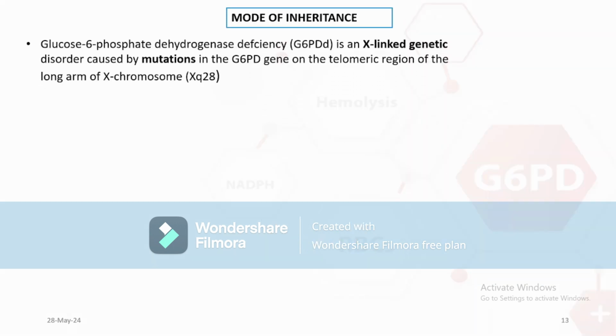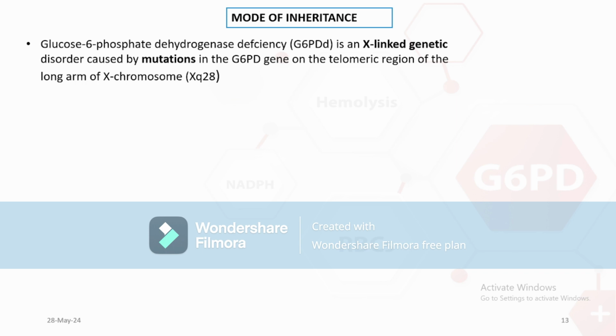Then G6PD basically is a genetic disorder, okay? So it is a deficiency which occurs on the X-linked gene. So glucose-6-phosphate dehydrogenase deficiency is an X-linked genetic disorder which is caused by mutations in the G6PD gene on the telomeric region of the long arm of the X chromosome. Okay, so basically it is a mutation. You know, G6PD is an enzyme which is a protein.